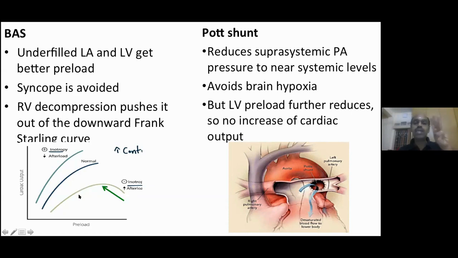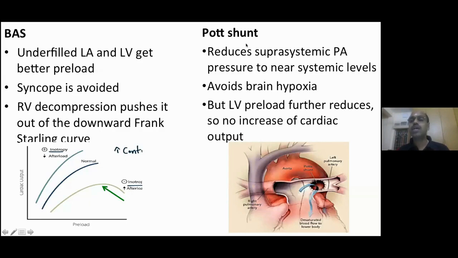So going back to the primary three indications of balloon atrial septostomy: number one, patients who are having exercise-induced syncope. Number two, patients who are having right ventricular failure. Number three, patients who have failed maximum medical therapy. So in right ventricular failure, you are pushing the right ventricle from the descending limb of the Frank-Starling law to the plateau portion of the Frank-Starling law.